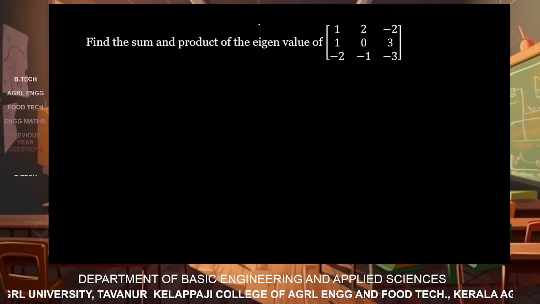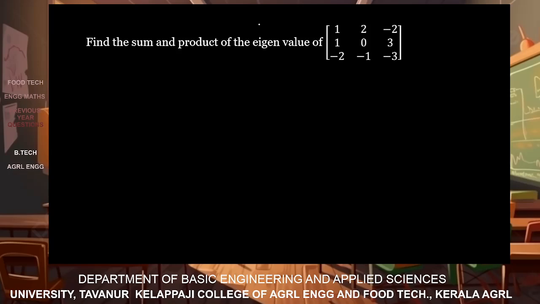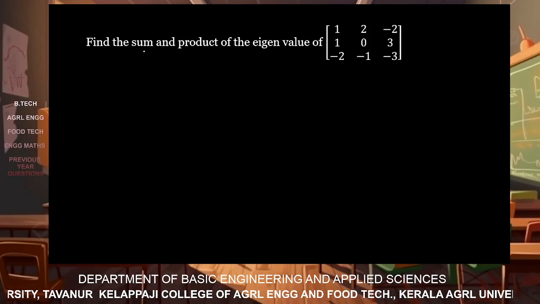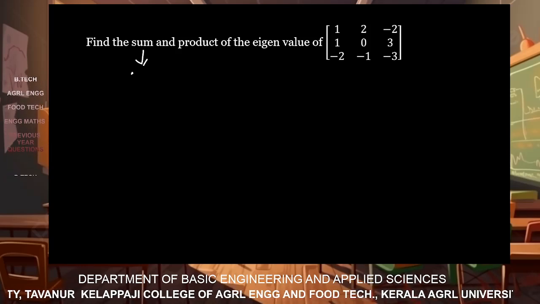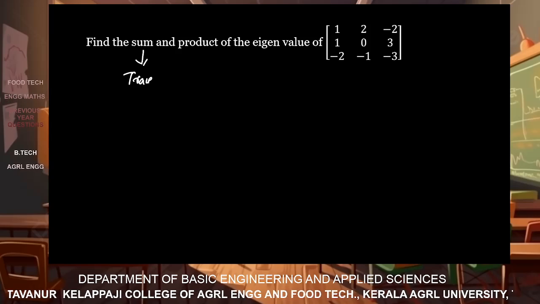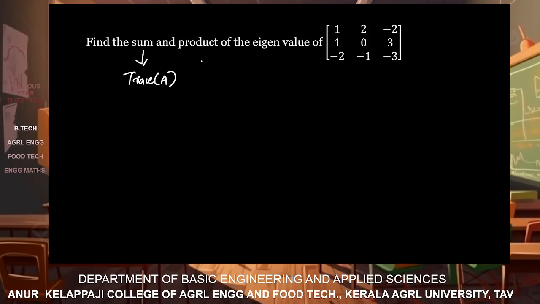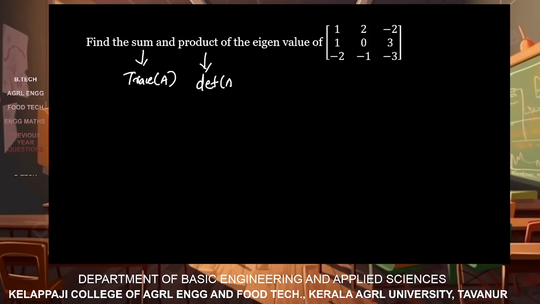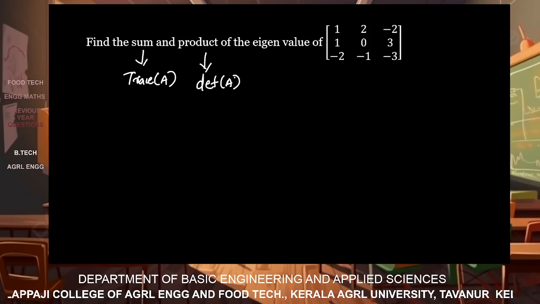Find the sum and product of the eigenvalues. We already discussed a similar type of question. The sum of the eigenvalues is the trace of the matrix, which we can easily find, and the product is the determinant. I am not going to discuss it; it's actually easy.